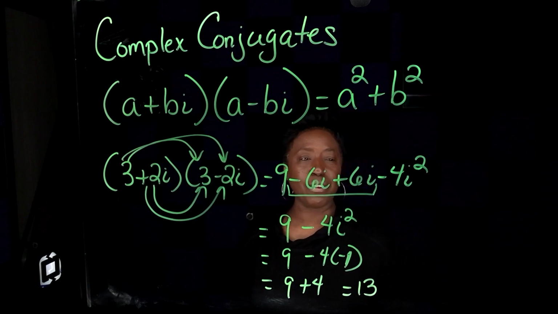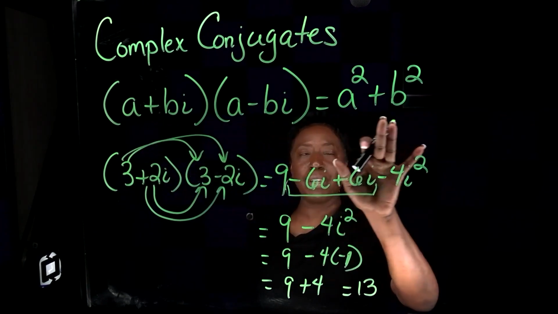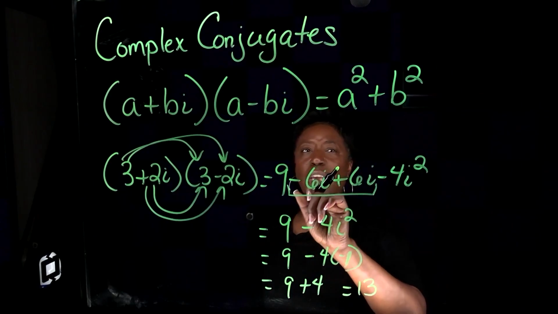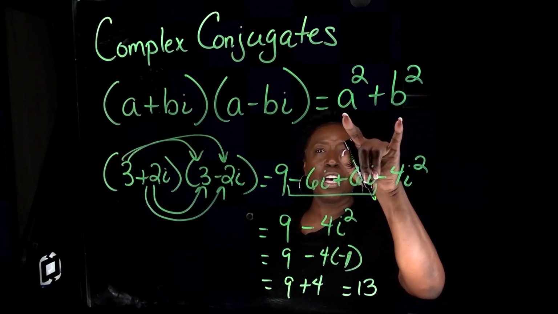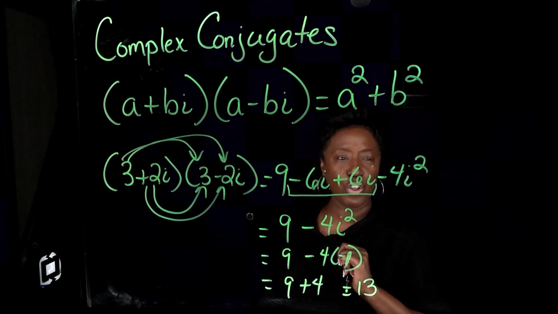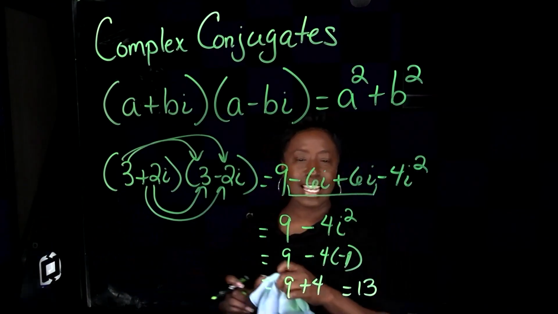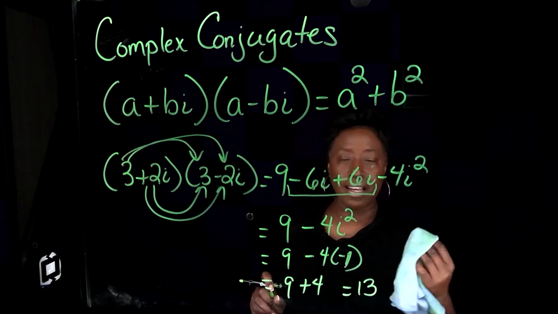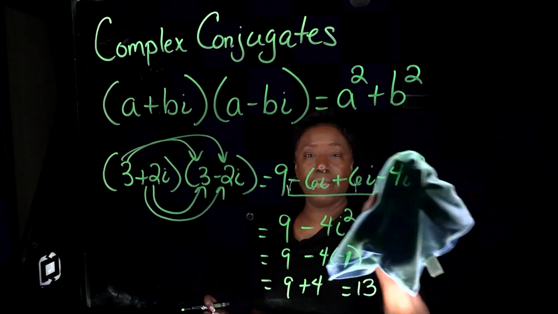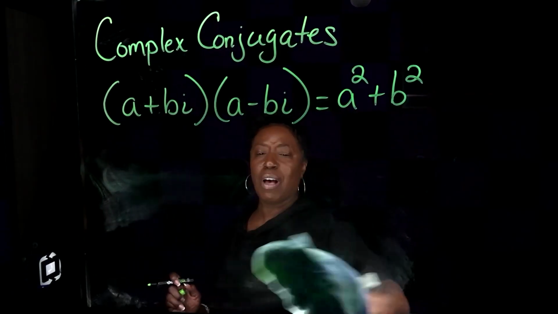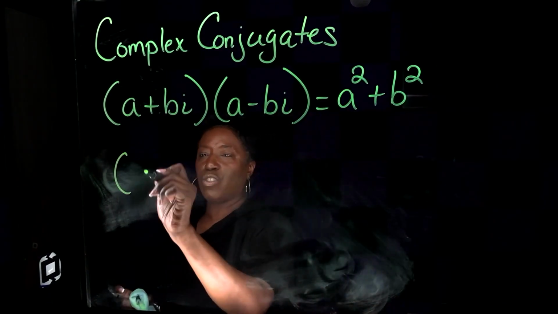There is a pattern. And the pattern is written right up here above. When you're multiplying complex conjugates, we simply want to find the sum of the squares of our two coefficients. So let's now try it again with our shortcut. Looking at the same problem, 3 plus 2I times 3 minus 2I.